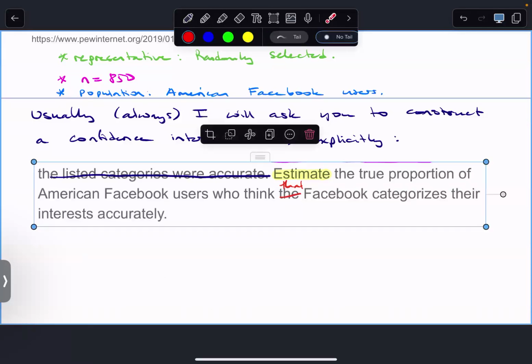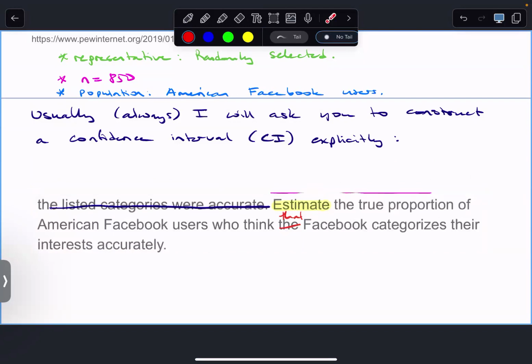I'll write it down, but just before I do, let's talk about what it's saying. The true proportion is the population proportion, right? And so the population proportion of the population that we're interested in or that we drew from, American Facebook users. And then what are we talking about? The proportion of what? Who think that Facebook categorizes their interests accurately. So it's wordy and it's long, but really what I'll show you is that you're just going to reword this as an answer, right? And so you just steal this and it makes you sound really clever.